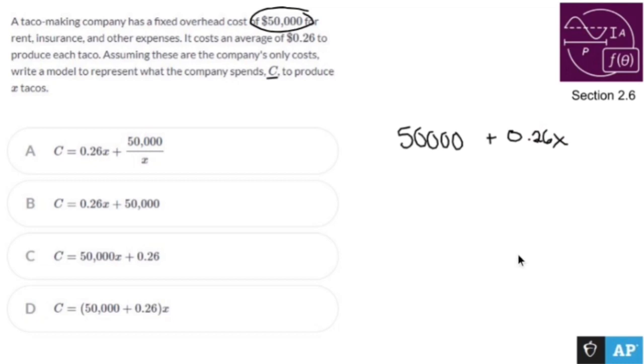And is that all I have to do? Yeah. Strange problem. It's almost too easy, but that's what it is. It's basically asking for what's the cost if everything is going to cost $50,000, period, and then 26 cents per taco. That's how much you're going to spend per taco. So that's it. Don't overthink it. I kind of did, but don't overthink that one. That one's a lot easier than it looks.